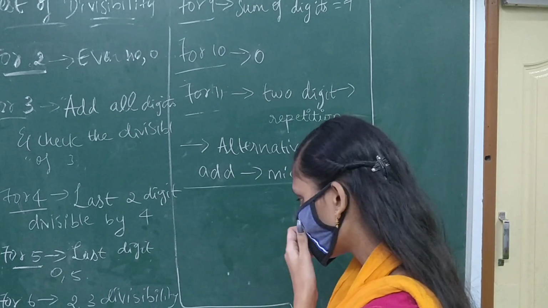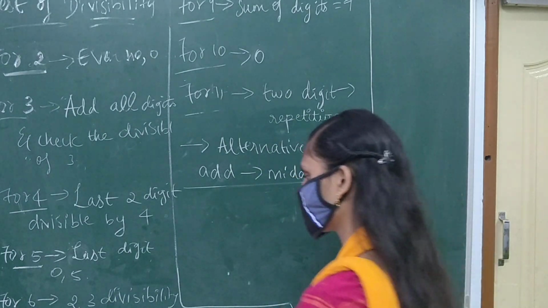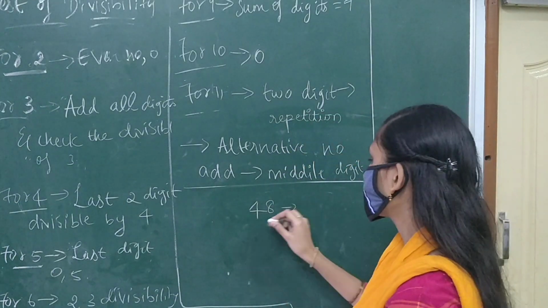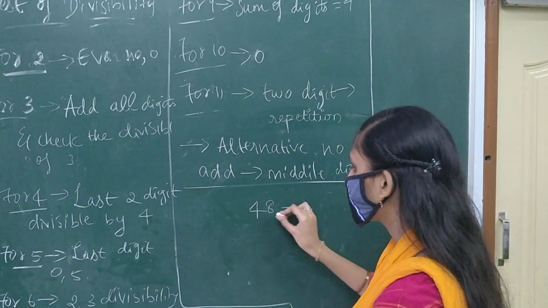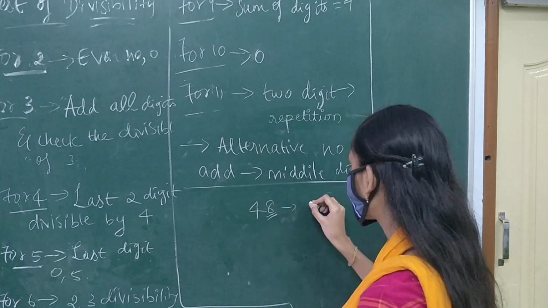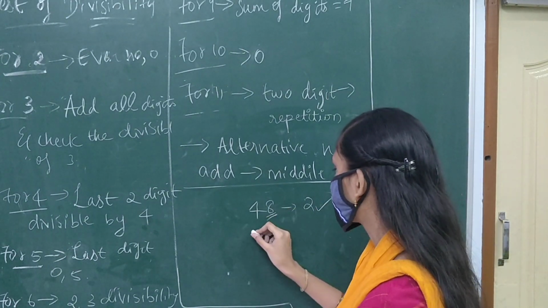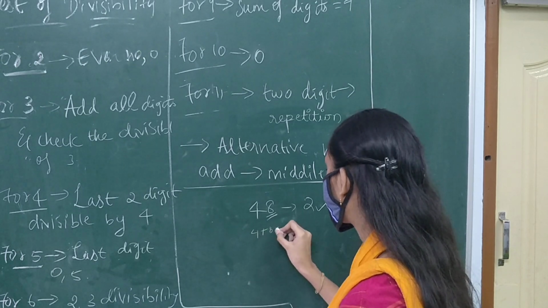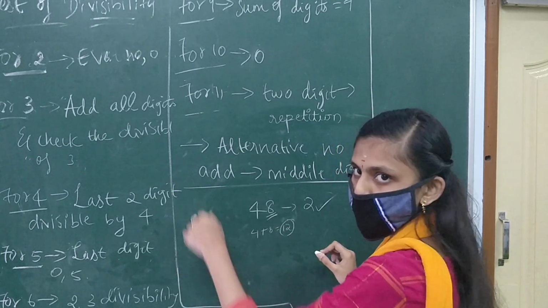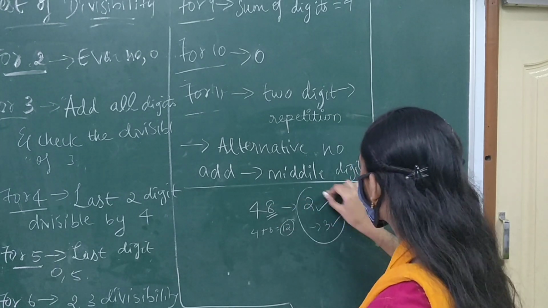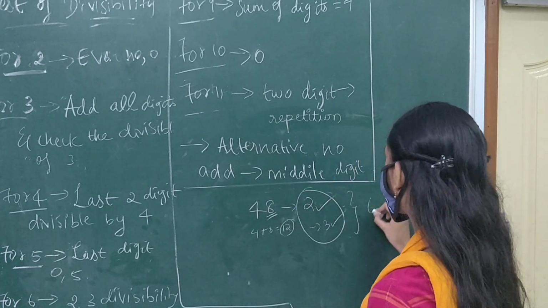Let's check with an example, 48. We know that 48 is divisible by 2 because the last digit is an even number. For 3, we add all the digits: 4 plus 8 is 12, and we know that 12 is divisible by 3. So 48 is divisible by both 2 and 3, hence this number is divisible by 6.